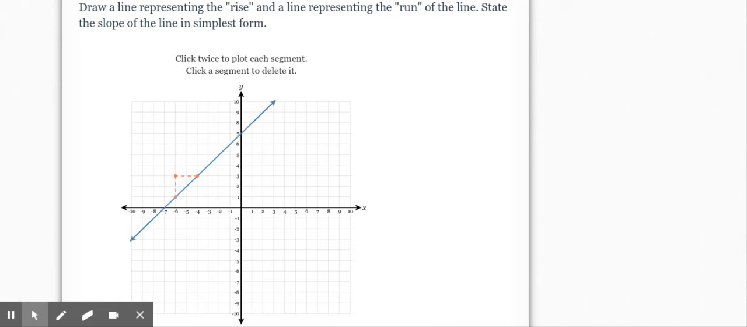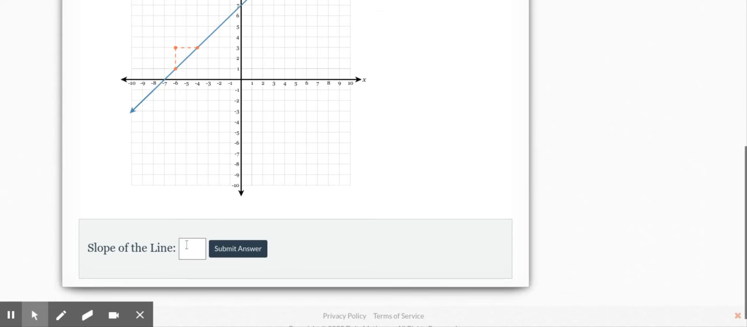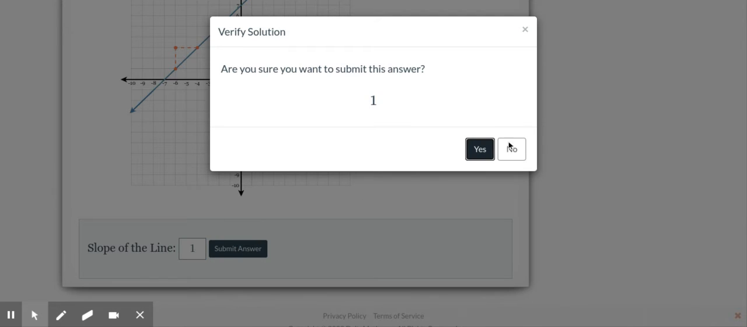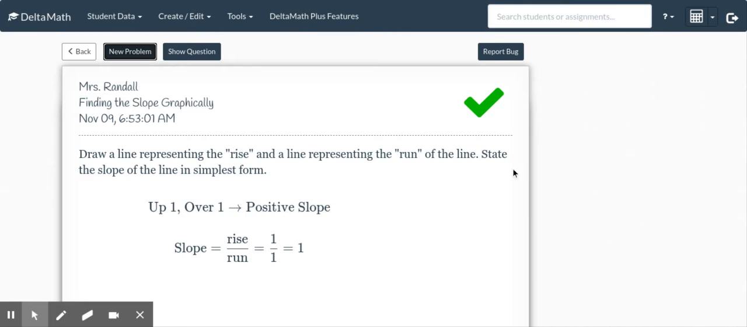So we would simplify that, and you can use your calculator to simplify these slopes. 2 over 2 would simplify to 1. So instead of 2 over 2, you would put 1 in as your answer for this. And you would see that we got that right.